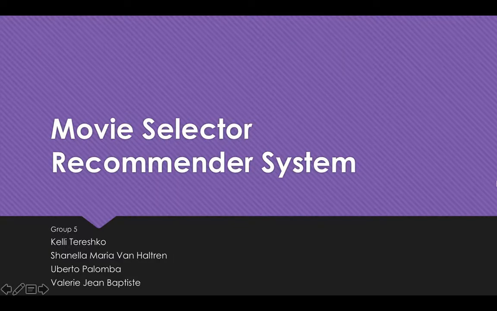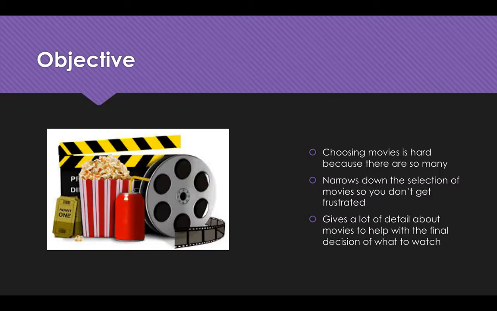This is group 5 and we decided to do our recommender system on a movie selector. We decided to do this because choosing movies is very hard because there are so many movies in the world. Our system helps narrow down the selection of movies so that you don't get so frustrated when trying to choose one. It gives a lot of detail about every movie to help with the final decision on what to watch.